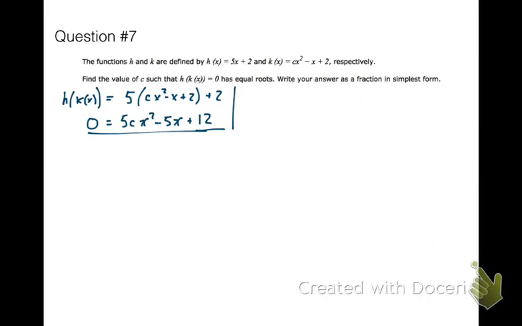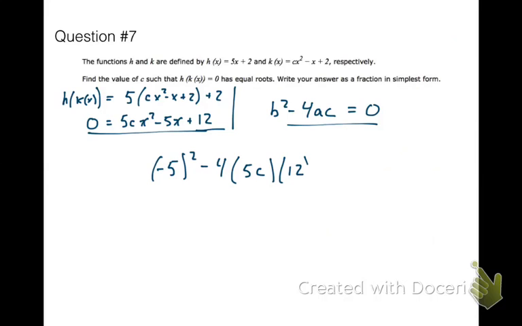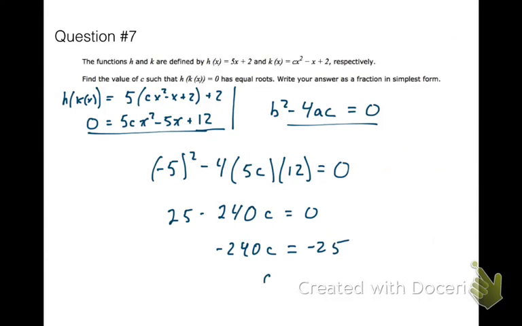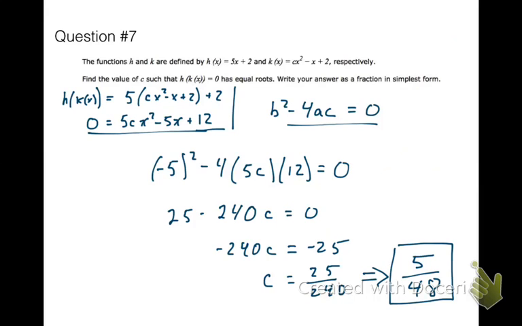And now it's talking about roots again. Whenever I see something talking about roots, I always think of the discriminant. So here it is. The discriminant has to equal 0, right? That's if I have equal roots. You remember that from the last chapter. And so b squared minus 4ac has to equal 0. I do the algebra, I work it through, and I get, there we go, in lowest terms, 5/48.